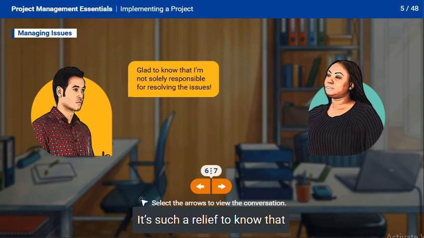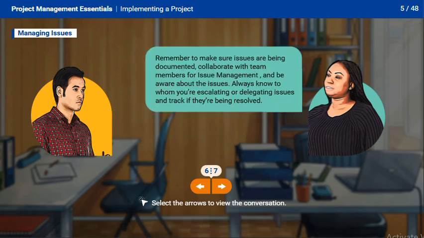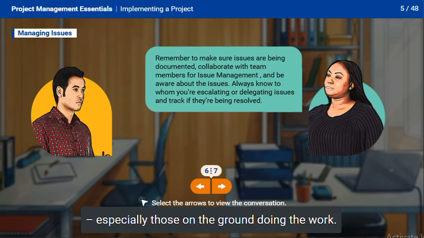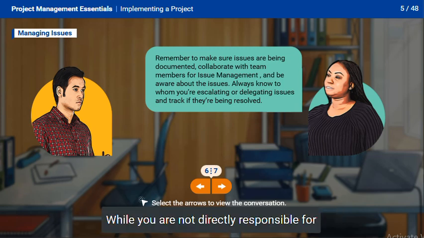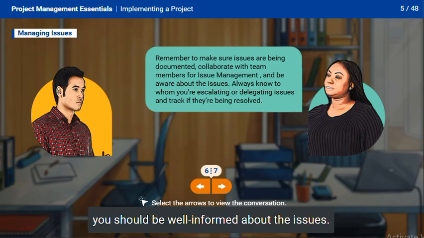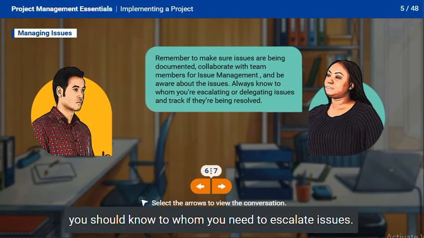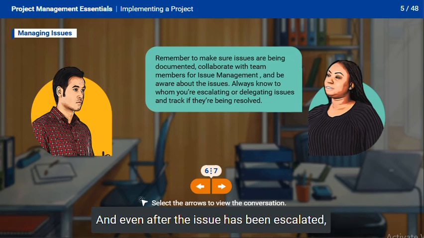It's such a relief to know that I'm not solely responsible for resolving the issues. Absolutely. You should collaborate with all the team members for issue management, especially those on the ground doing the work. While you are not directly responsible for taking action on every issue as the project manager, you should be well informed about the issues. The project manager is responsible to ensure that issues are being managed. Therefore, you should know to whom you need to escalate issues.